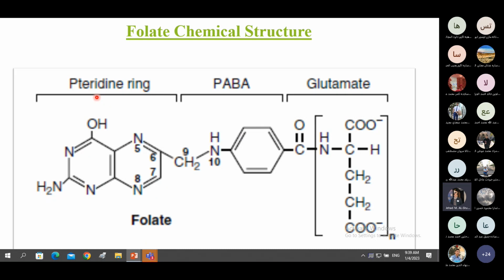This is the structure of the folate. It is made up of a pteridine ring, which is made up of two fused rings, the pyrimidine and pyrazine rings, and PABA, para-aminobenzoic acid. Para, as you can see, is positions 1 and 4. The amino group, the NH, benzene, and the acid. And the last is glutamate. In nature, as we said, it is poly, but in the small intestine, it is mono, only one glutamate is there.